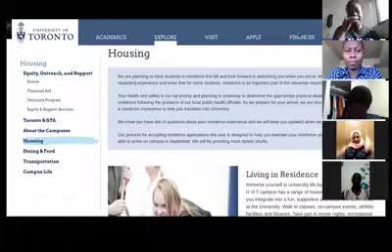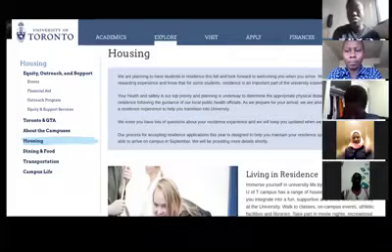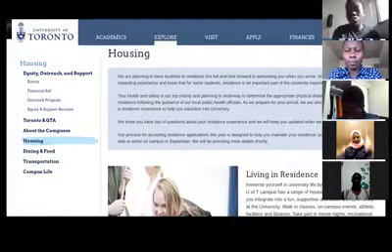Then the next one is housing. I'm using the University of Toronto as an example. You can see that you have a section for housing. They know that you're international students and that you're studying abroad. Obviously, not everyone knows someone abroad, whichever country you're going to.